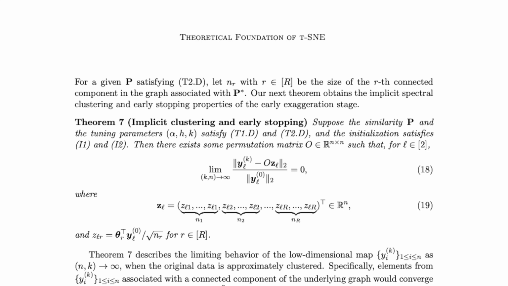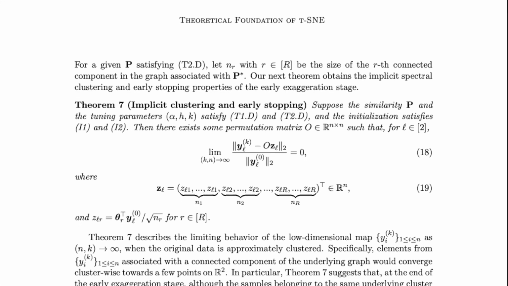Our next theorem obtains the implicit spectral clustering and early stopping properties of the early exaggeration stage. Theorem 7, implicit clustering and early stopping. Suppose the similarity P and the tuning parameters α, h, κ satisfy (T1') and (T2'), and the initialization satisfies (I1) and (I2). Then there exists some permutation matrix O in R^(n×n) such that for the stated bound holds, see formula, where the relevant quantity is of order square root of n_j for j in 1, ..., r.